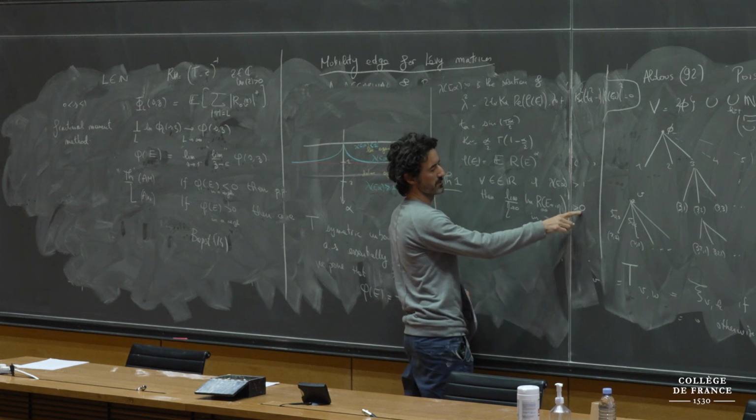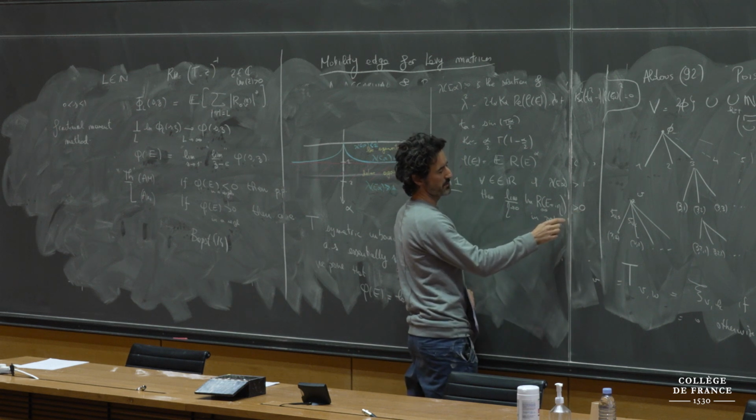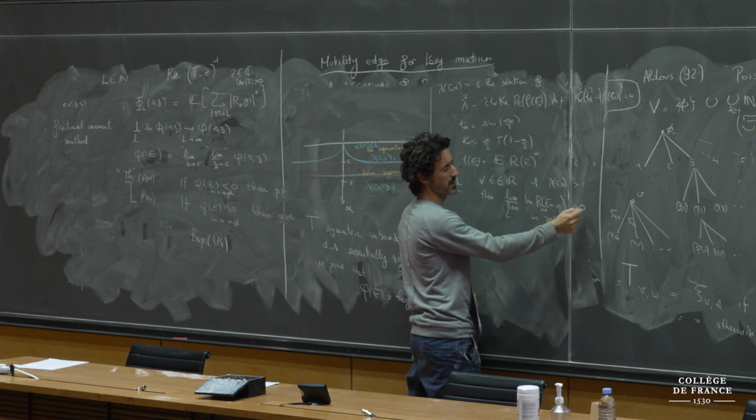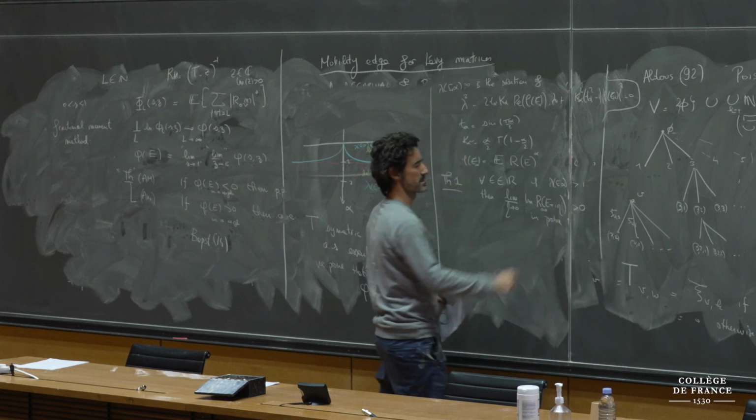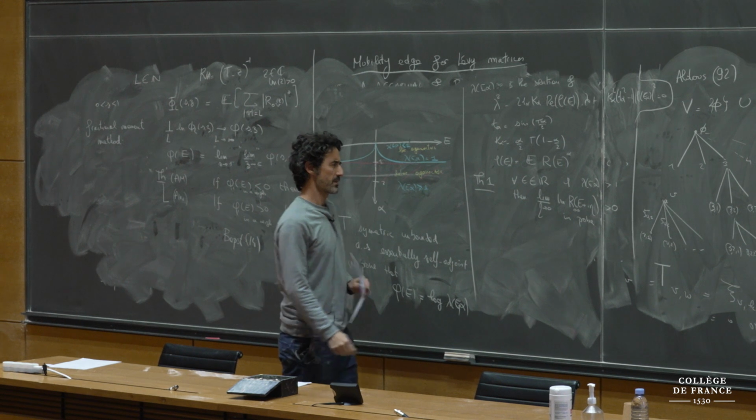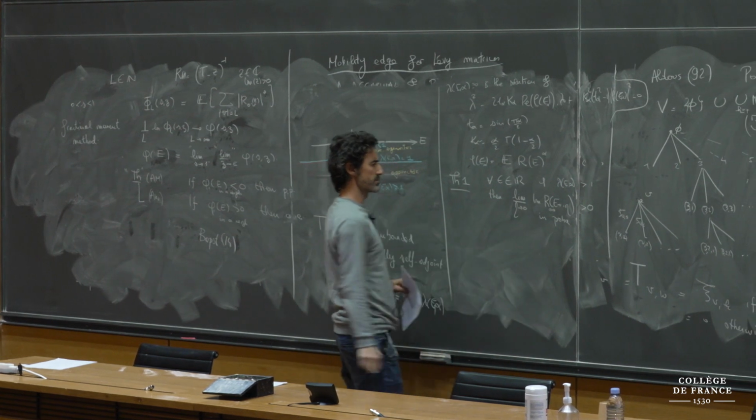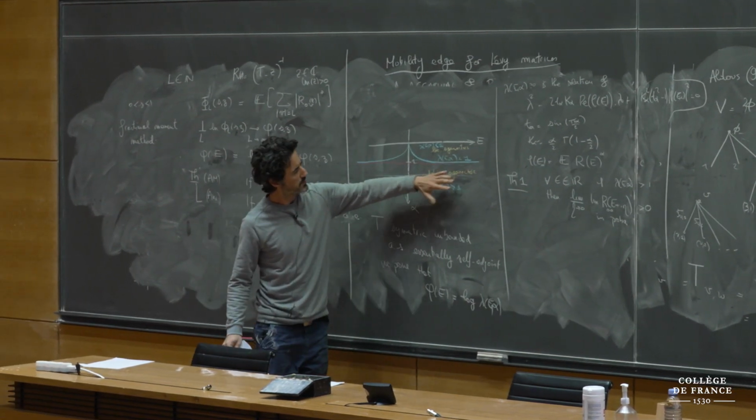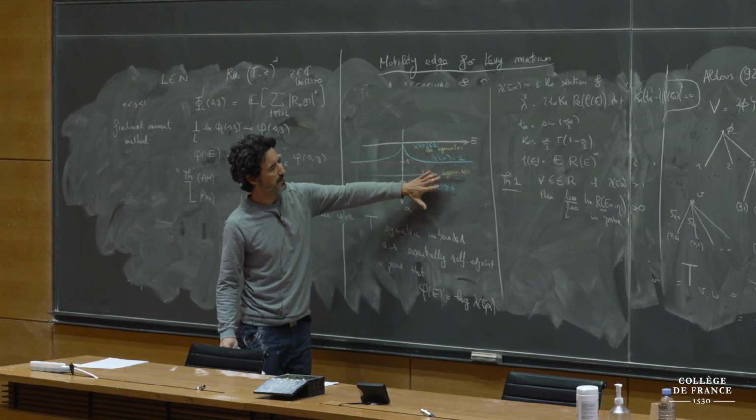Okay, meaning that if you take any epsilon, with probability 1 minus epsilon it will be larger than a positive number which depends on epsilon. Okay? So this proves a weak form of that.